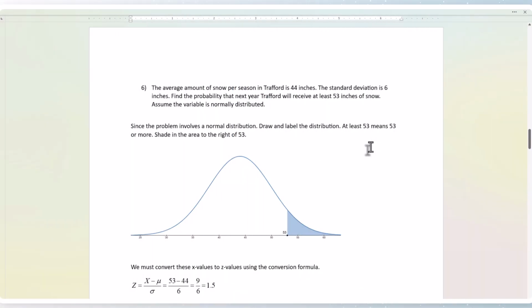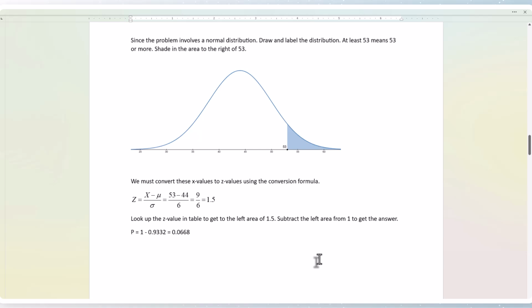Number 6 is a similar problem. It says the average amount of snow per season in Trafford is 44 inches. Standard deviation is 6 inches. Find the probability that next year Trafford will receive at least 53 inches of snow. We assume the variable is normally distributed. So it has a normally shaped distribution. The mean is 44, but we want the area to the right of 53. At least 53 means 53 or more.